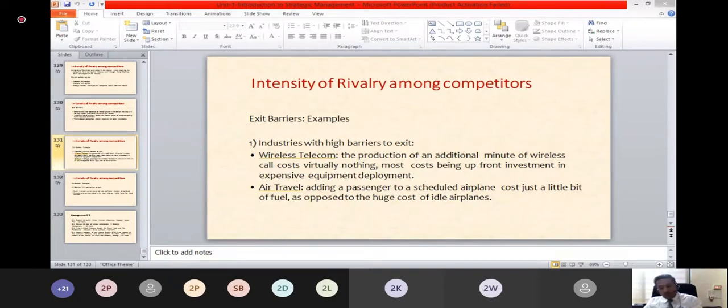So these are a few examples wherein exit barriers are there. It becomes difficult for companies to leave the industry because of huge investments, and therefore thought has to be given to exit from the industry. The new incumbents or new companies planning to enter that industry will have to give thought to whether to enter or not, because the investment is very high. It is very difficult to withdraw that investment.